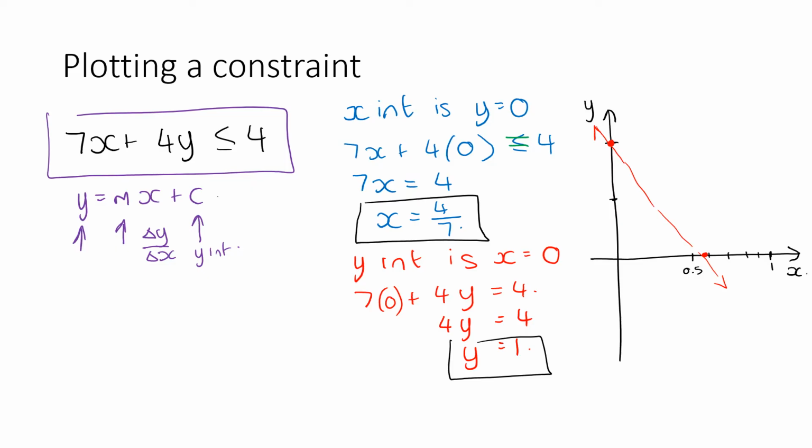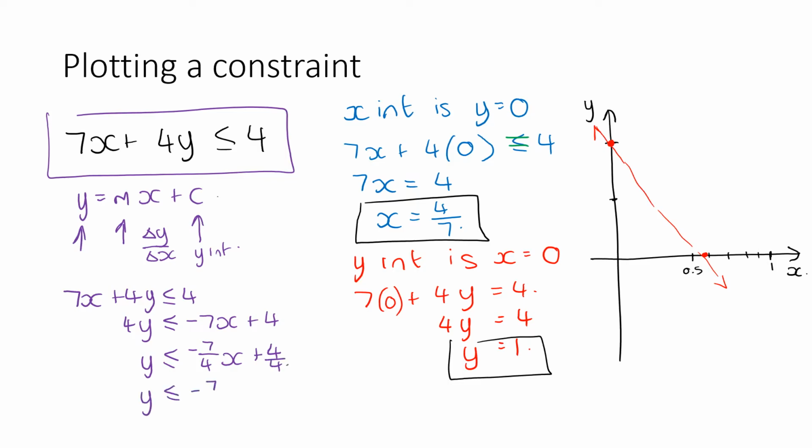So if we do that, okay, let's just rewrite it. 7x plus 4y less than or equal to 4. We have 4y is less than or equal to minus 7x plus 4. So we have y is less than or equal to minus 7 over 4 x plus 4 upon 4, which is just 1. So we have y is less than or equal to minus 7 upon 4 x plus 1. Okay, and if we had done this, we could have plotted our line straight from this as well, because we would have seen that the y-intercept is 1, so we would have had this 1 over here.